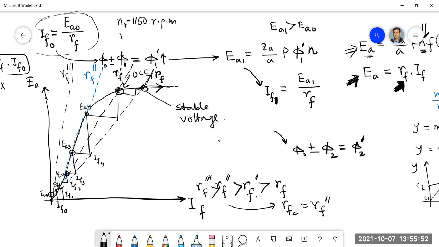Now what I am doing, I am changing the speed. I am reducing the speed from the rated value. How can we do that? By reducing the prime mover speed. What is prime mover? That I also mentioned. If I now reduce the speed from what it was before, will the EA line change? If so, how will it change? How will the EA line modify after reducing the prime mover speed?